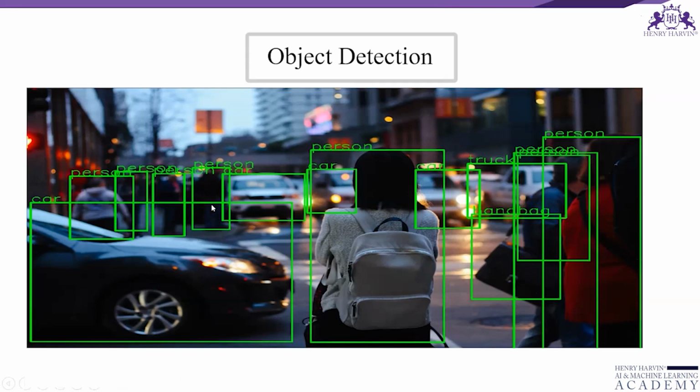You could see some cars, trucks, and some persons. She has a bag also. So here also you can see some bags, and then here we could see some objects, right? So this is what we observe, as we are human beings.